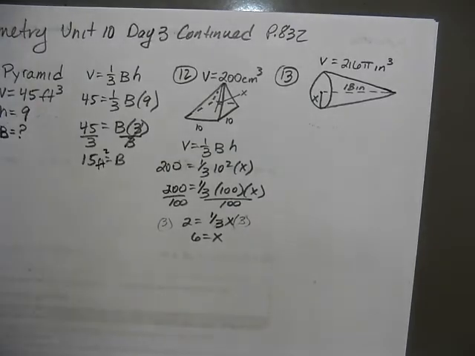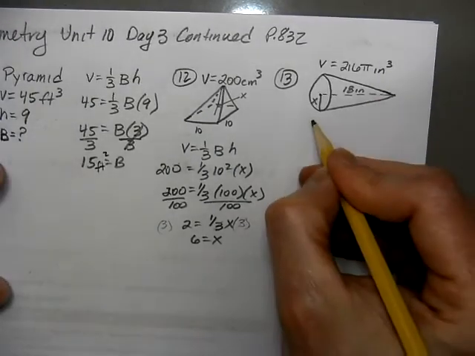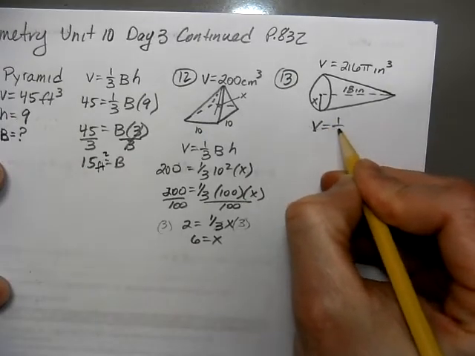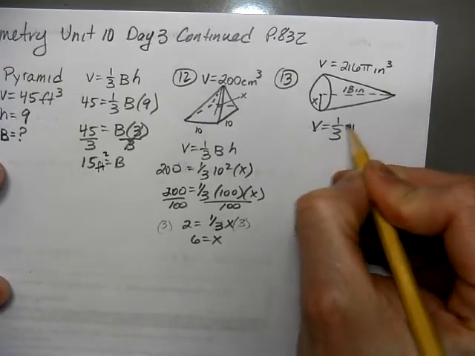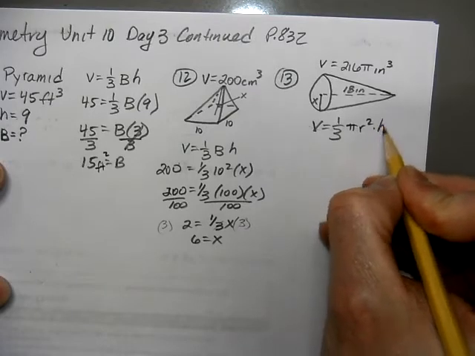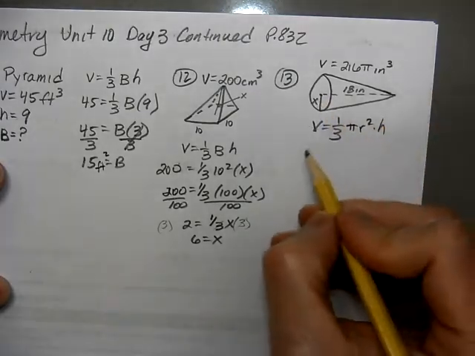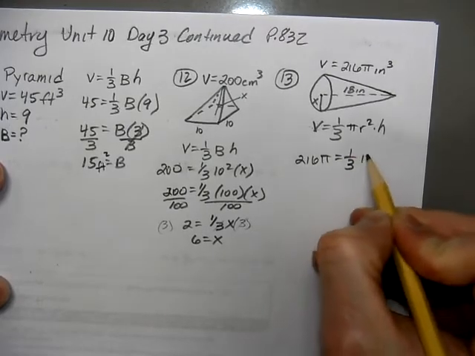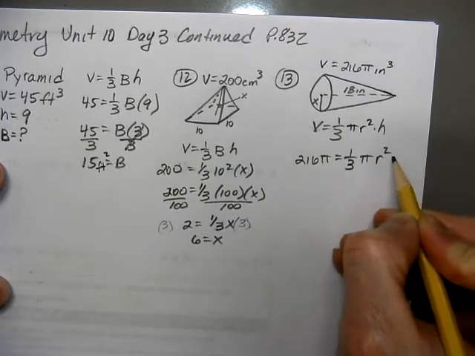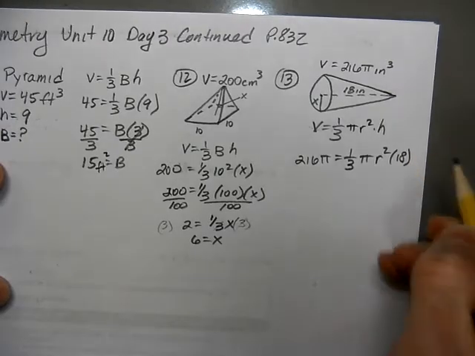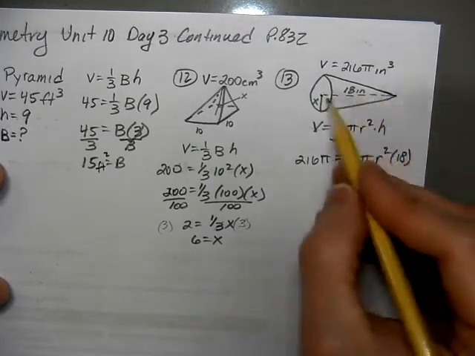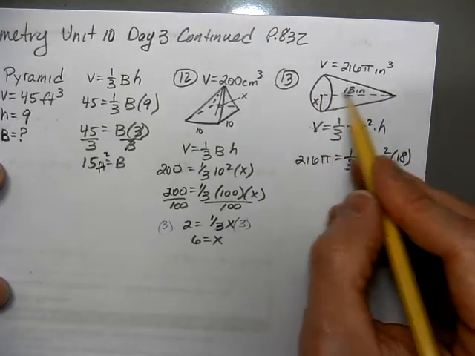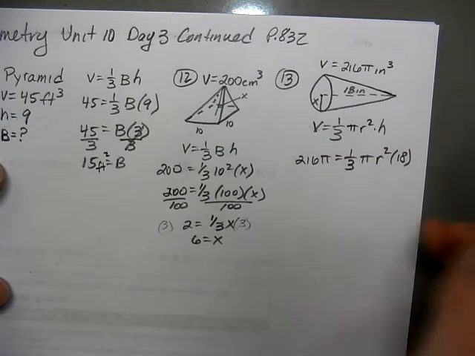Number 13, we know the volume is 216 pi. We know that this is a cone, so we have 1/3 pi r squared times h. We're looking for the radius, so 216 pi equals 1/3 pi r squared times 18. The 18 is your height. This is the distance from the circle up to the point.